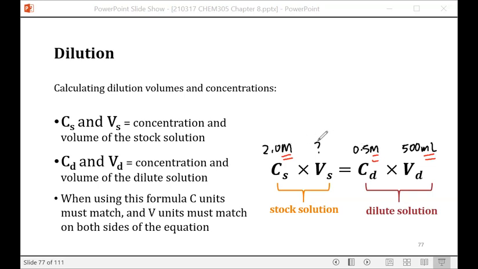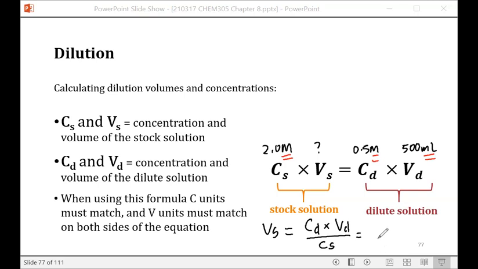To figure out how much of the concentrate you need to prepare this dilution, you would rearrange this equation to solve for Vs, the volume of your stock solution, which once you rearrange, you divide both sides by your Cs. So you get volume of your stock solution equals concentration of your dilute solution times volume of your dilute solution divided by concentration of your stock solution.